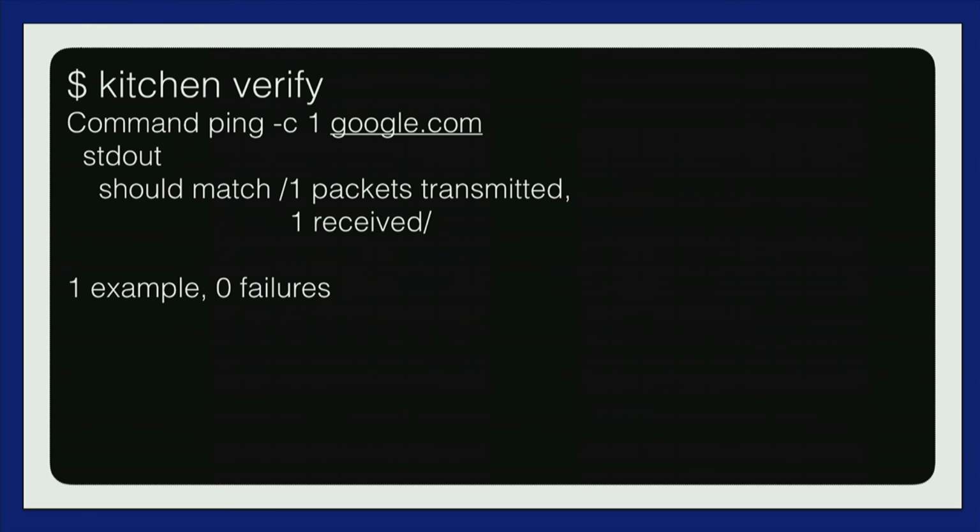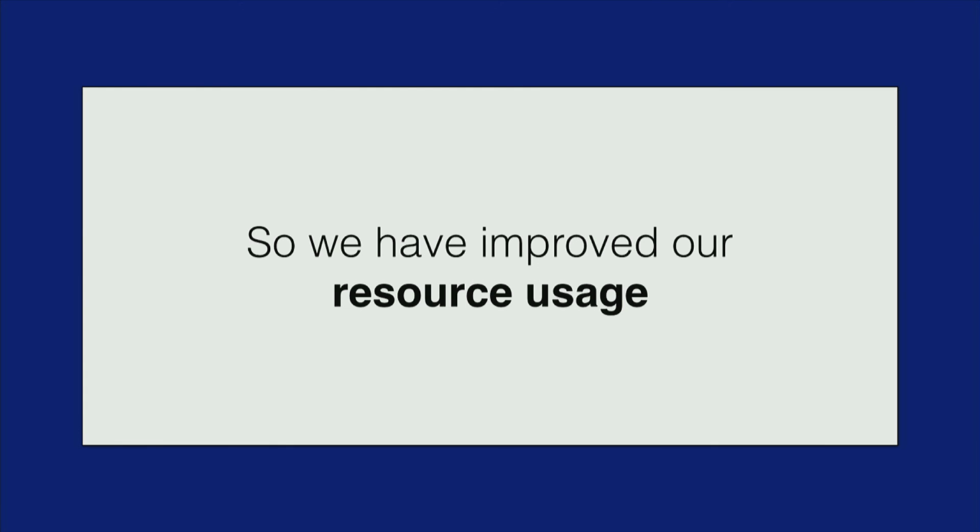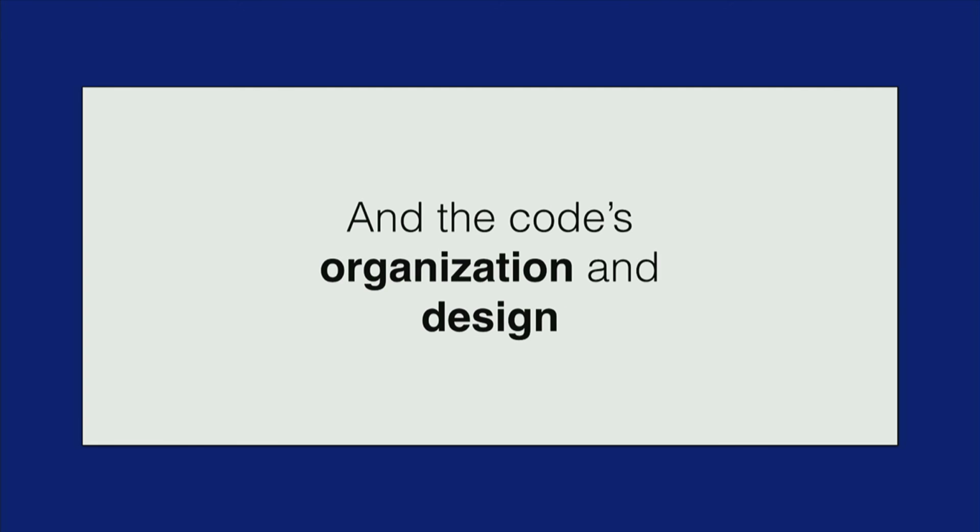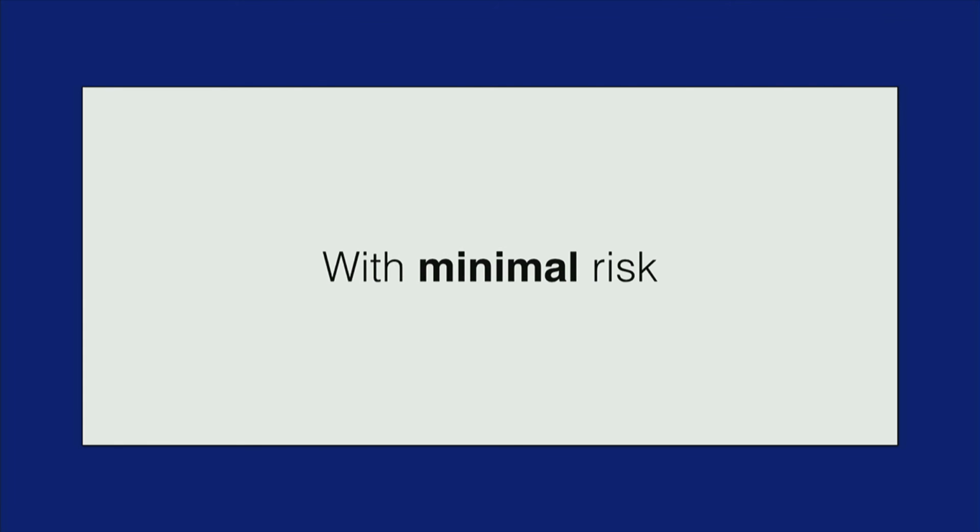So we have just improved our resource usage, only creating one security group rather than two, and improved the code's organization and design, moving the security group out of the supermarket cluster config and into the module, and we've done this with minimal risk. We can feel confident deploying this code that at least the security group's part is working correctly.